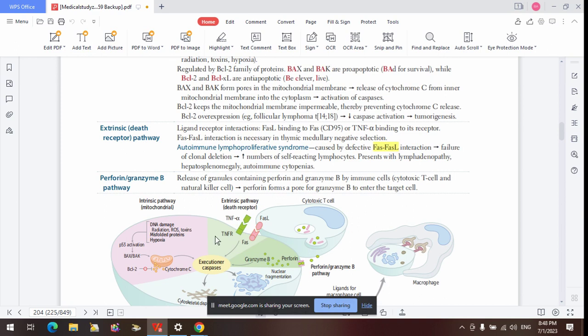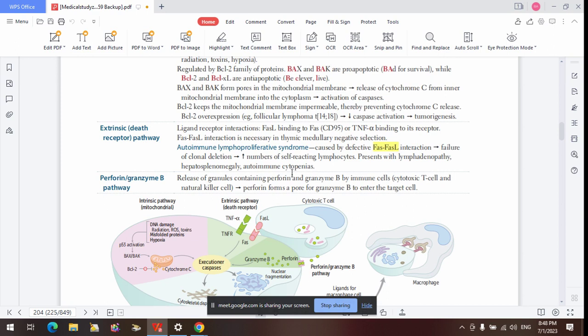So that is why this autoimmune lymphoproliferative syndrome actually encompasses failure of eradication of T cells following an immune response, or failure of eradication of our self-reacting T cells. So that is why you might see a question where they just put it there that there's failure of the Fas something something interaction, and the person has an autoimmune disease.